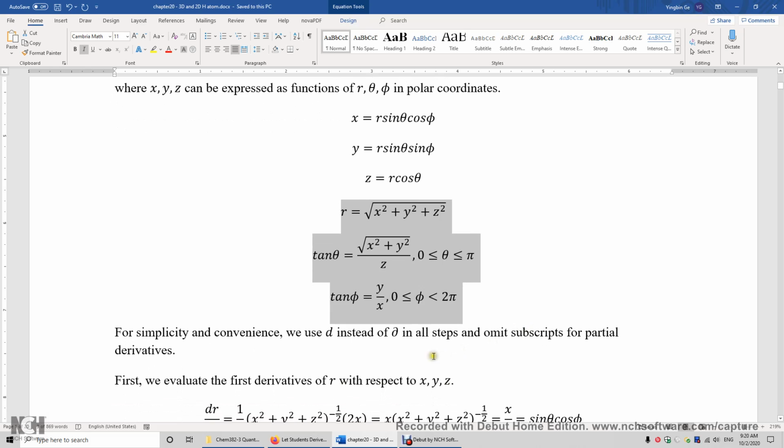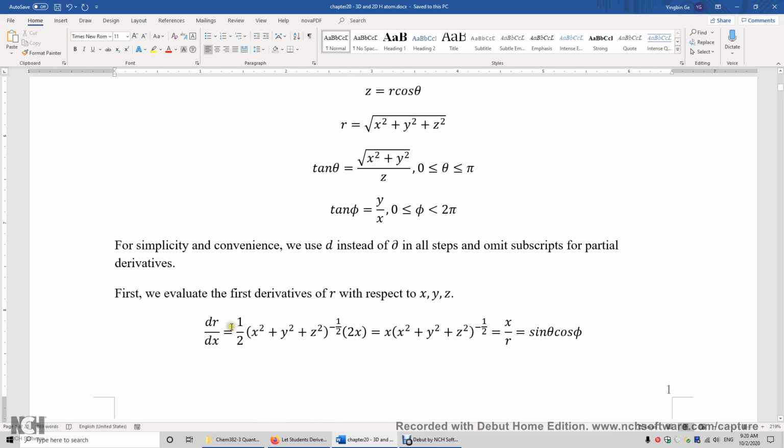During my derivation, I use d instead of delta, although all the derivatives are partial derivatives. This is just for convenience. It's a bit more difficult to type delta and include the corresponding subscripts. So if you see delta psi over delta x or d psi over dx, you may assume y and z are held constant. And if you see d psi over d phi, you may assume r and theta are held constant. So let's first look at dr over dx.